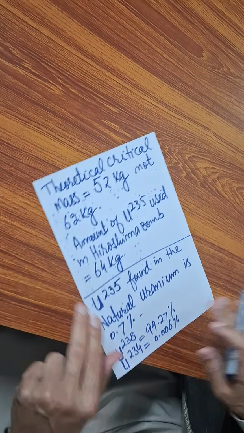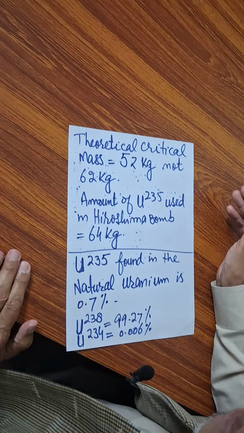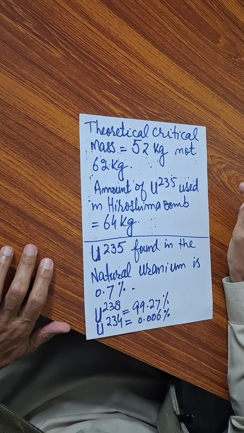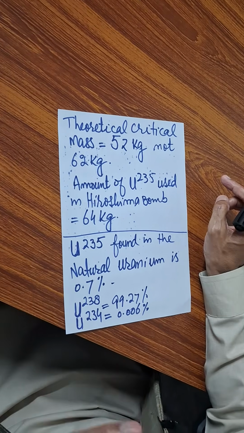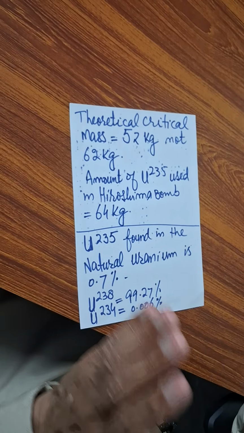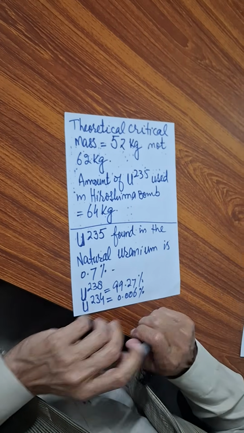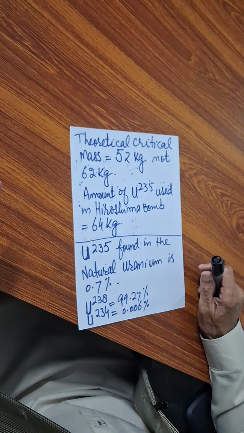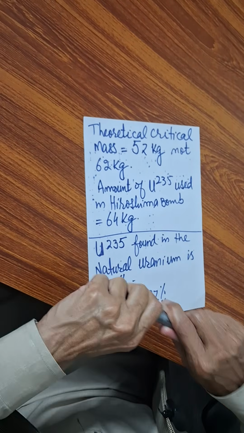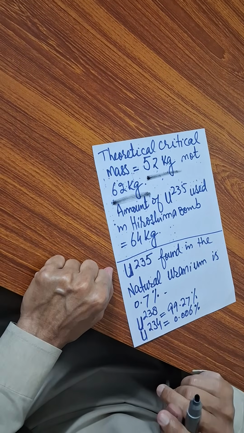The second point was that in the video which I delivered yesterday, I said that the critical mass of uranium used in an atomic bomb is 62 kilograms. Well, it is not 62 kilograms. Theoretically speaking, critical mass is 52 kilograms. It is 52 kilograms. It is not 62 kilograms.